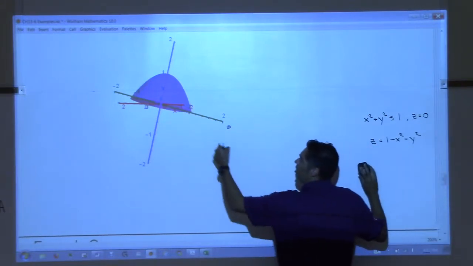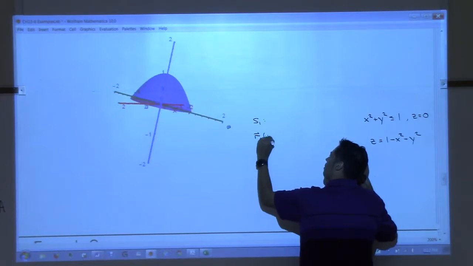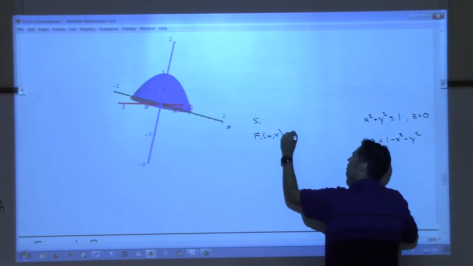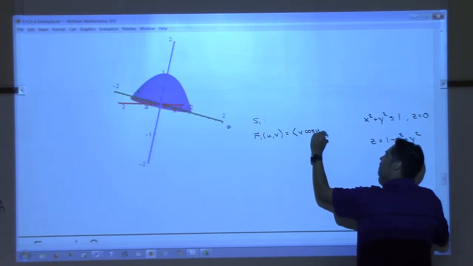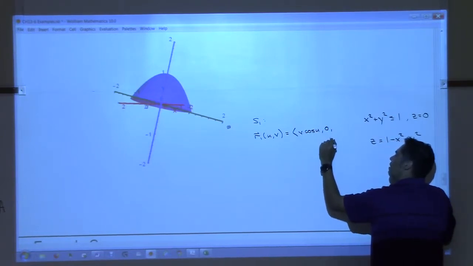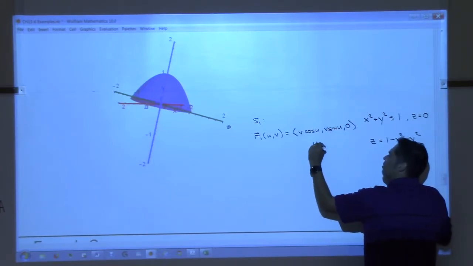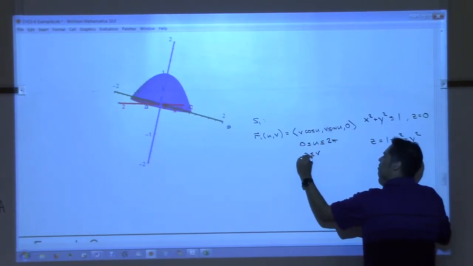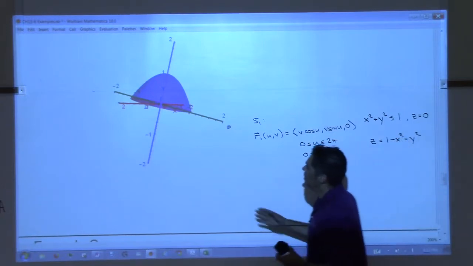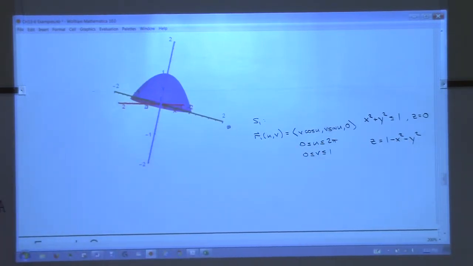So if we call this bottom surface S1, that'll be our first surface, R1 of u, v, which will be v cosine u, v sine u, 0, with u between 0 and 2 pi, v between 0 and 1. So that should draw us the disk that's on the ground, right?